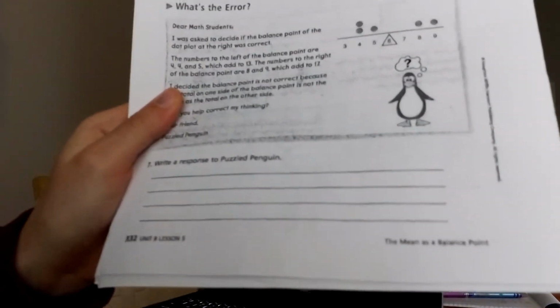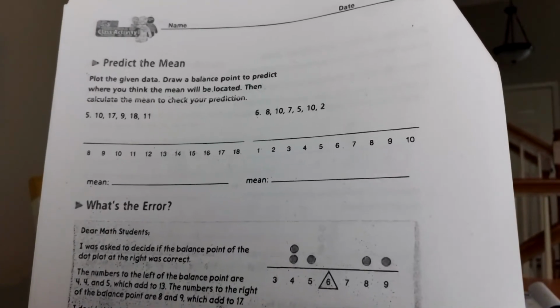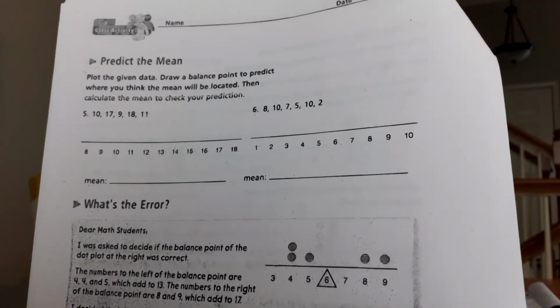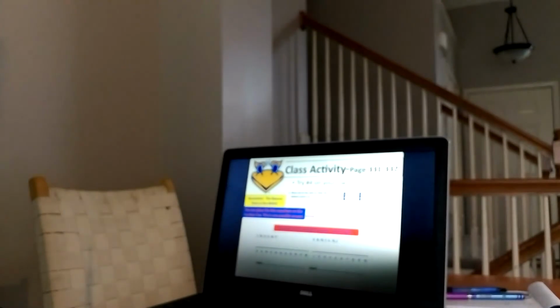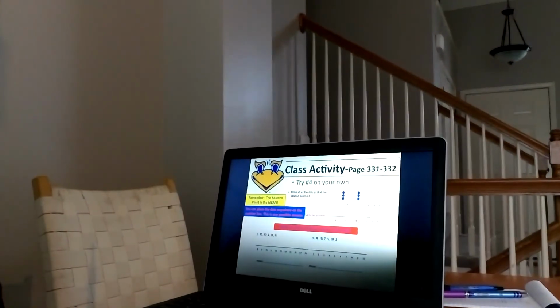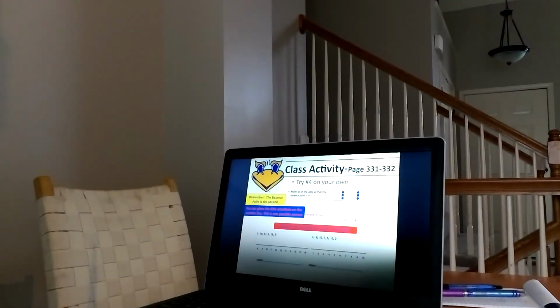All right. On the next page, page 332, we're going to take a look at numbers 5 and 6. It says to go ahead and predict the mean before you find the mean. So I would just mark underneath a number or write a number on your notebook paper just so that you can see how close you're getting to the mean. Okay, so it says go ahead and plot the points, and then we're going to find the mean.